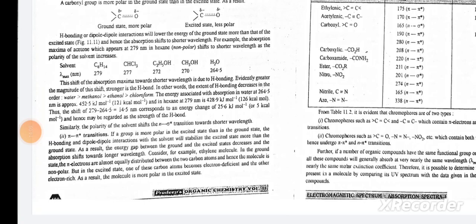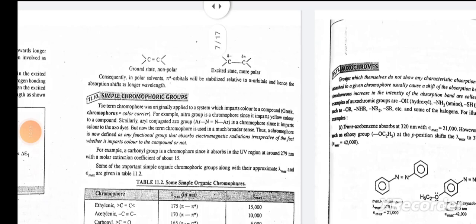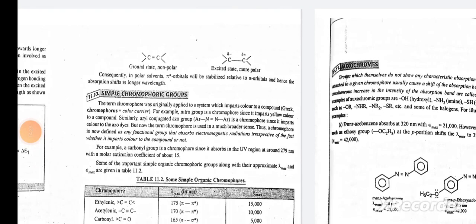In the ground state, the pi electrons are almost equally distributed between the two carbon atoms, and hence the molecule is non-polar. But in the excited state, one of these carbon atoms becomes electron deficient and the other electron rich. As a result, the molecule is more polar in the excited state. Consequently, in polar solvents, pi star orbitals will be stabilized relative to pi orbitals, and hence the absorption shifts to longer wavelengths. Simple chromophoric groups.